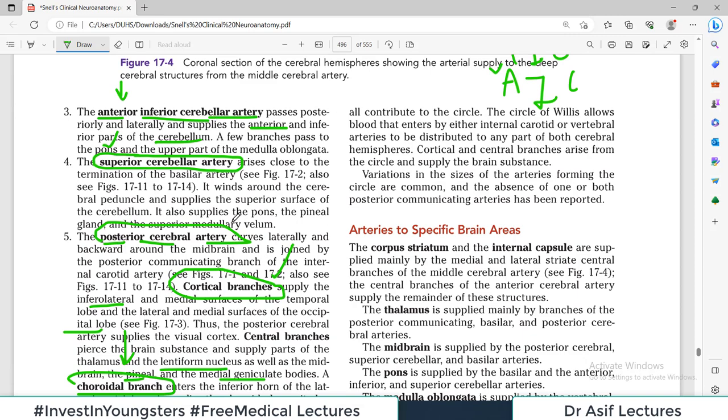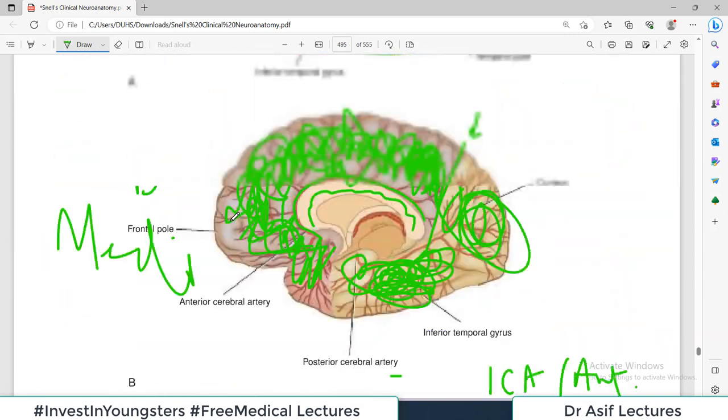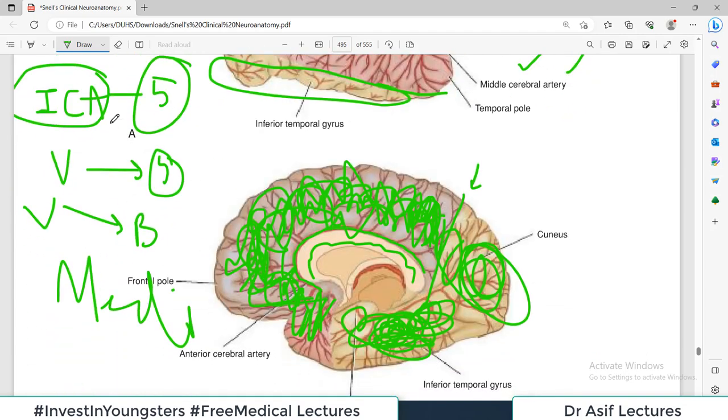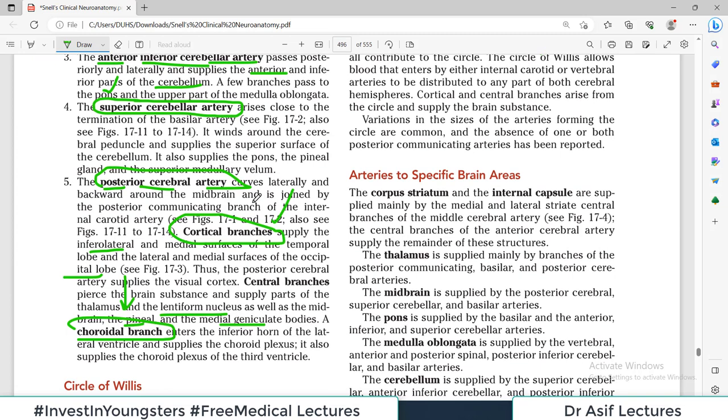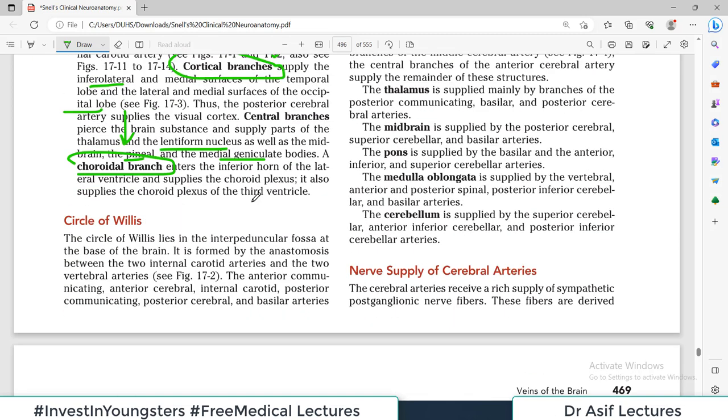Cerebellar and posterior. So 5. So 5 is the number. 5 is the number to remember. 5 branches from internal carotid, 5 branches from vertebral and 5 branches from basilar. Okay? So remember it like this. You have to remember these 15 names and the areas supplied by them. And then that's it. Simple stuff.